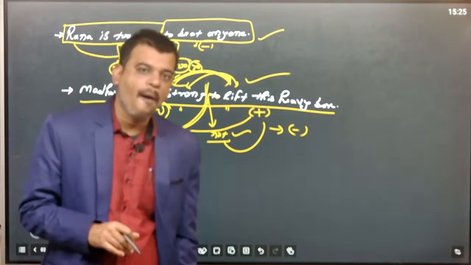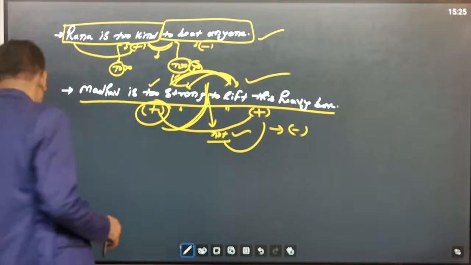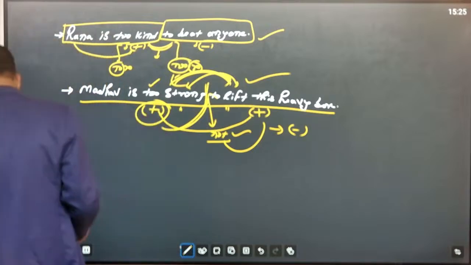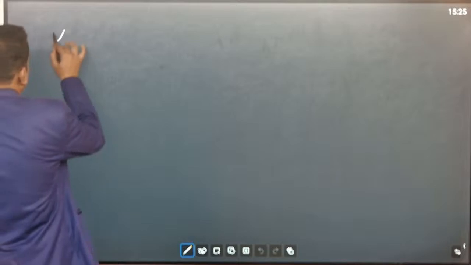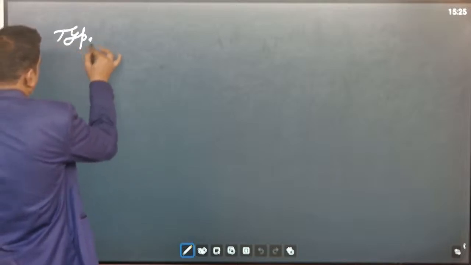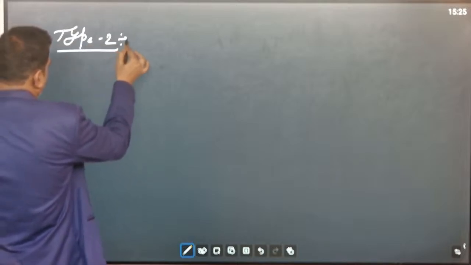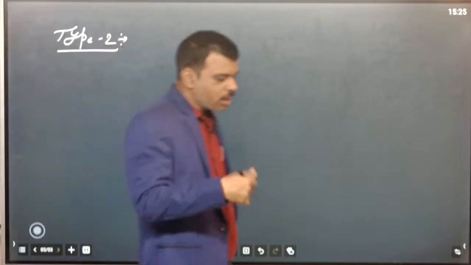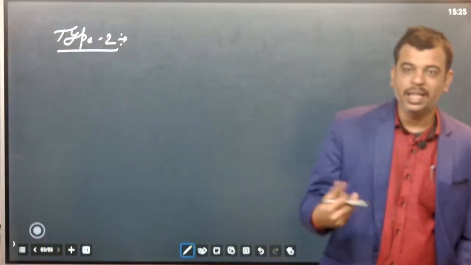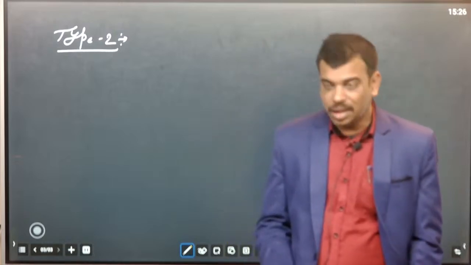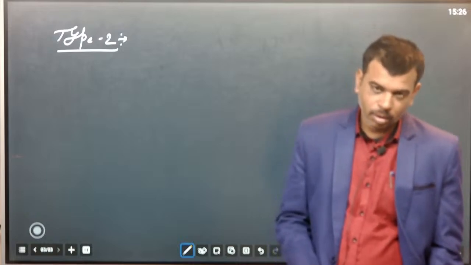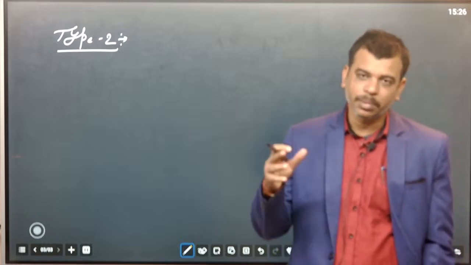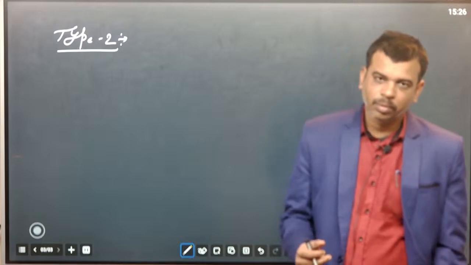Okay, now next. Here I am talking about type 2. If we want to make this infinitive sentence into a simple sentence, this particular structure is known as type 2. Just look.